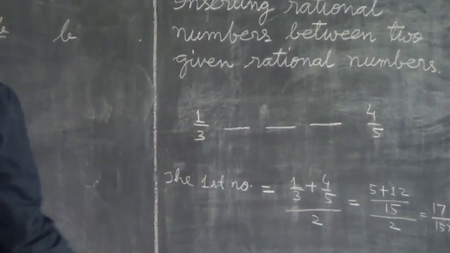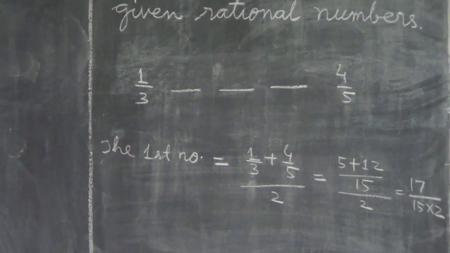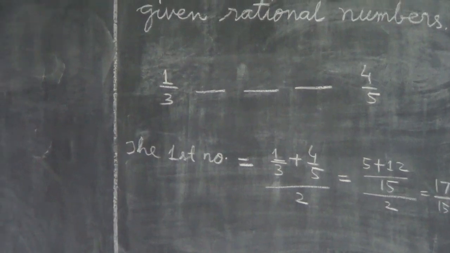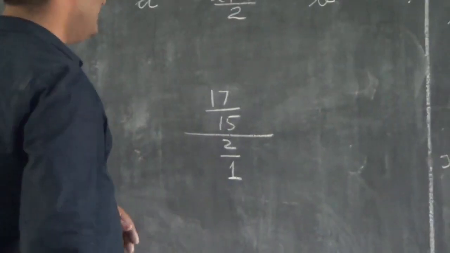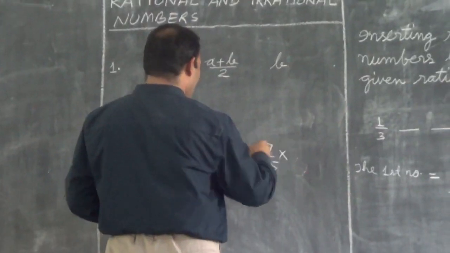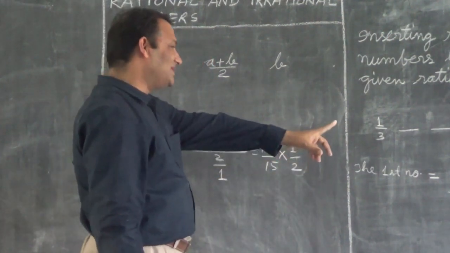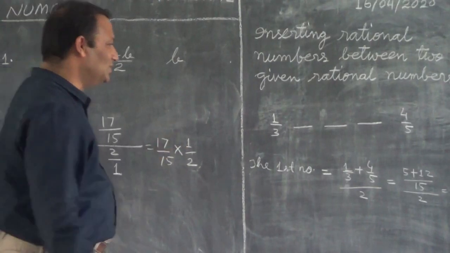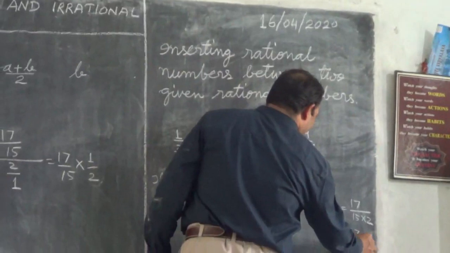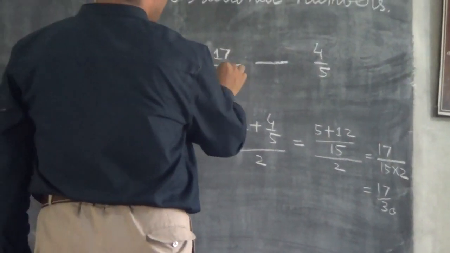If you don't know why it is like this, understand, children: 17 by 15 divided by 2 by 1. Then here I can write 17 by 15 into the reciprocal, 1 by 2. That is why I directly wrote 17 divided by 15 into 2. That is 17 by 30.